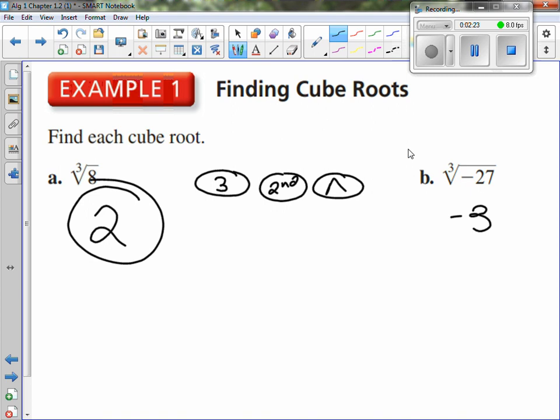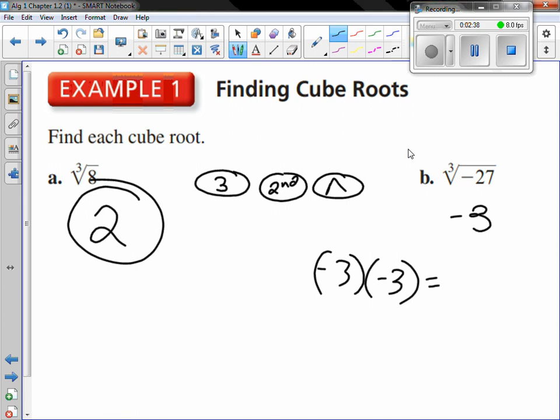Now, if you remember square roots, we couldn't take a negative root. But with cubed roots, if it's odd, we can. Because let's see here, negative 3. What is negative 3 times negative 3? Well, a negative times a negative is a positive. It would be 9, yes? Now let's do it one more time, because cubing is 3 times. So 9 times negative 3 is negative. So it goes back to being negative.